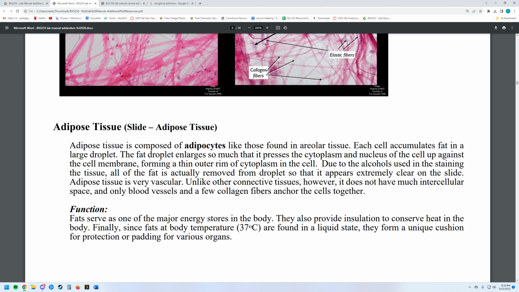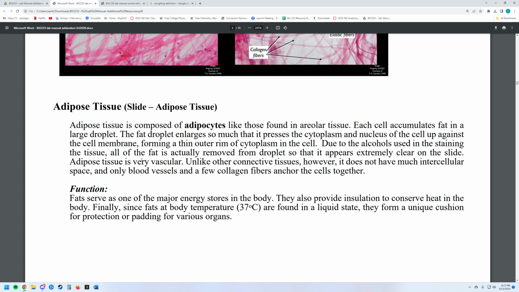Adipose tissue is composed of adipocytes. These are found in areolar tissue. Each cell accumulates fat in a large droplet. The fat droplet enlarges so much that it presses the cytoplasm and nucleus of the cell up against the cell membrane, forming a thin outer rim of cytoplasm in the cell. Due to the alcohols used in the staining of the tissue, all of the fat is actually removed from the droplet so that it appears extremely clear on the slide.